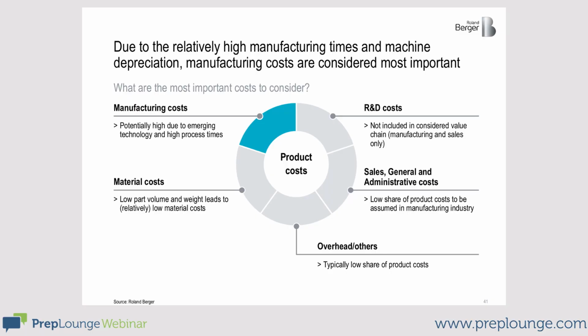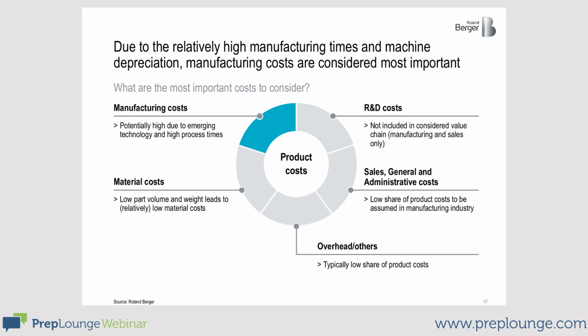Now I would like to look at the most important cost drivers to consider. In a product cost calculation, I usually have manufacturing costs, R&D costs, material costs, SG&A costs, and overheads or others. To find out more about the relevance of the different factors, let's quickly go through them.